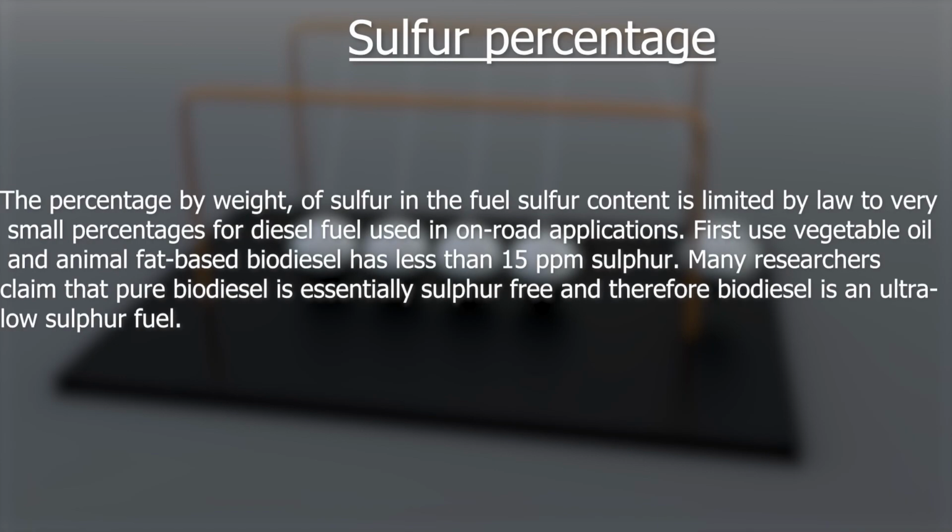fuels. Sulfur percentage. The percentage by weight of sulfur in the fuel. Sulfur content is limited to a very small percentage for diesel fuel. It is used in on-road applications. Vegetable oil and animal fat based biodiesel has less than 15 ppm sulfur. Many researchers claim that pure biodiesel is essentially sulfur free and therefore biodiesel is an ultra low sulfur fuel.